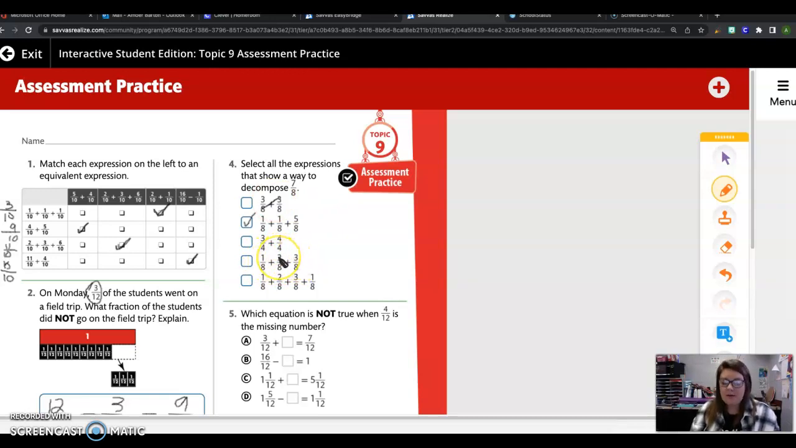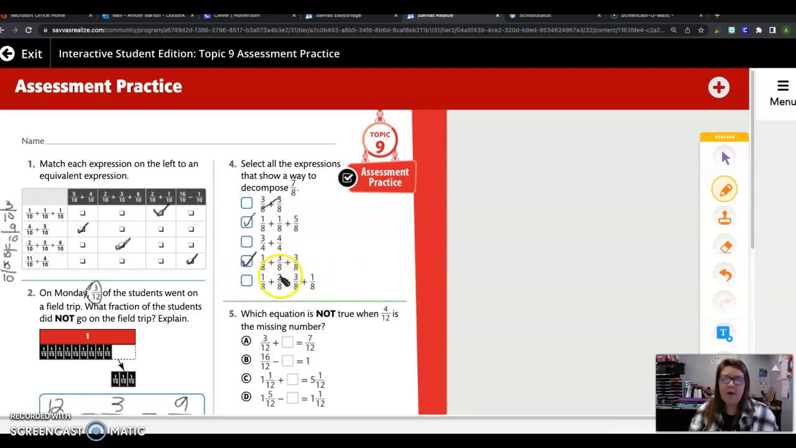Yes, 3 plus 3 is 6. 6 plus 1 is 7, and the denominator is 8. So we know that is also an option. Let's look at this final one here. 1/8 plus 2/8 plus 3/8 plus 1/8.